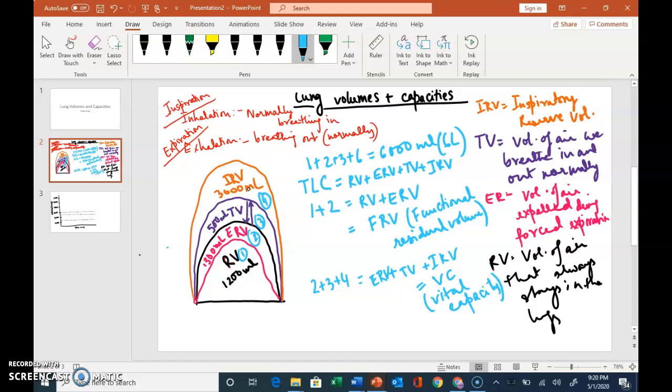All right, so we talked about the total lung capacity, which is 1 plus 2 plus 3 plus 4. We talked about the functional residual capacity. And remember, if you are doing regular breathing, so you breathe in, breathe out, after regular exhalation, you are essentially left with functional residual capacity, right? You have this RV plus ERV in your lungs.